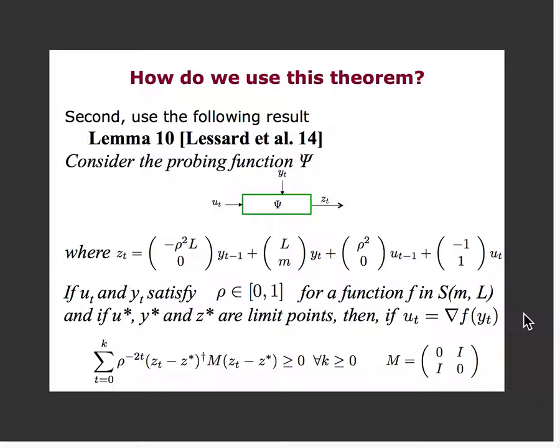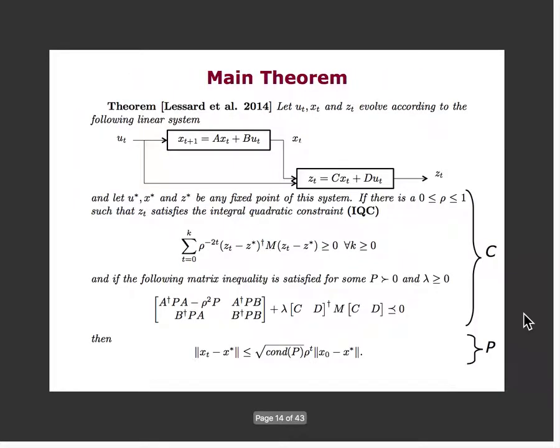We could have tried to use other probing functions, but we went with this one because at least we already have guaranteed half of the conditions they need to hold. So this part here is already guaranteed. They specify for us the probing function, the C and the D, and they show that if you choose that C and D according to that linear probing function, and if you choose M like they told us, 0, 1, 1, 0, then this part here is satisfied for any rho. It doesn't matter which rho you choose. So that's what we're going to go with.